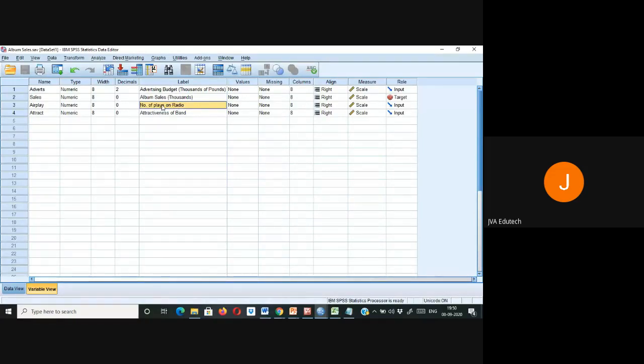Another variable is the attractiveness of the band, meaning suppose they are selling the music of different bands, how much the attractiveness of that band is going to affect the sales. Have you got now the concept of all the four variables? Okay, sir. Yes, sir. So these two we will be using in multiple regression.